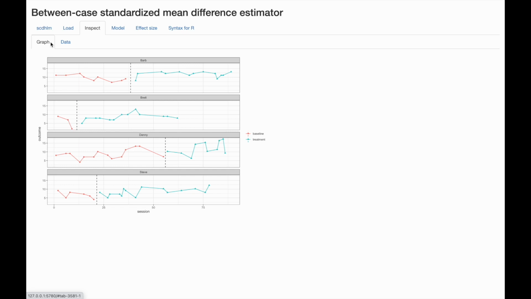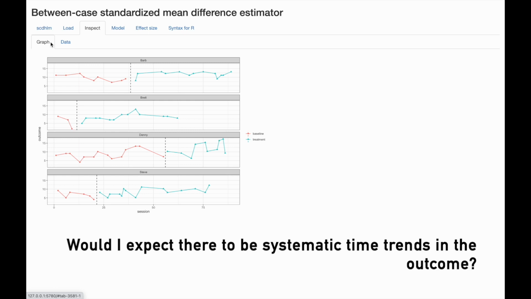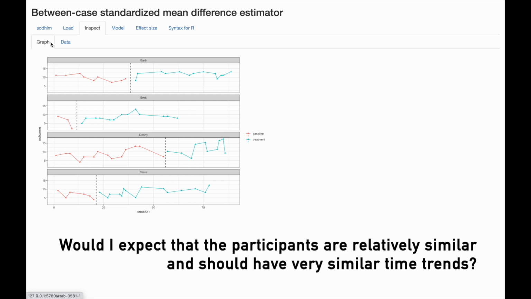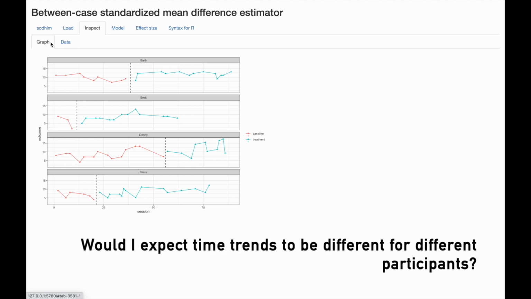To determine what model to apply to the data from this study, I consider both theoretical expectations and visual inspection of the data. In terms of theory, I consider what I know about the characteristics of the participants, their context, and the outcomes of interest. Based on what I know, would I expect there to be systematic time trends in the outcome? Would I expect that the participants are relatively similar and should have very similar time trends, or would I expect any time trends to be different for different participants?